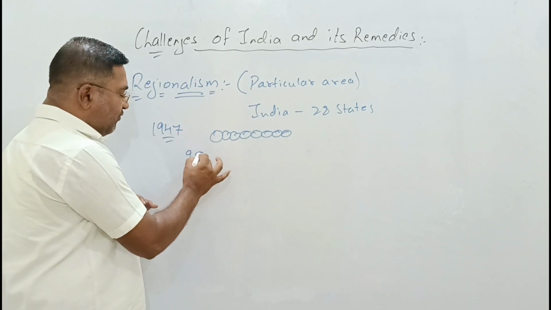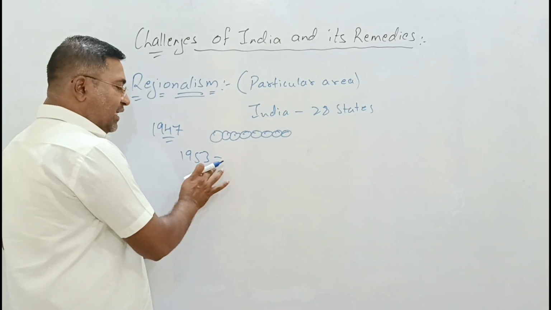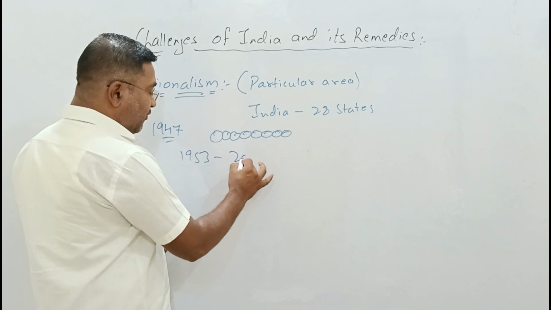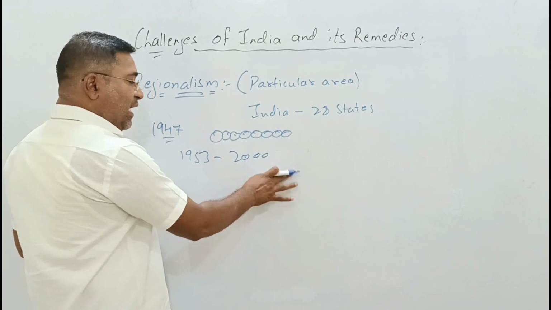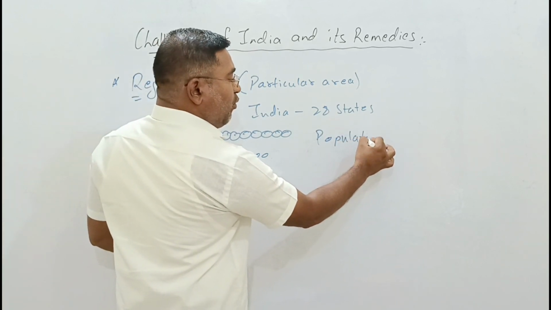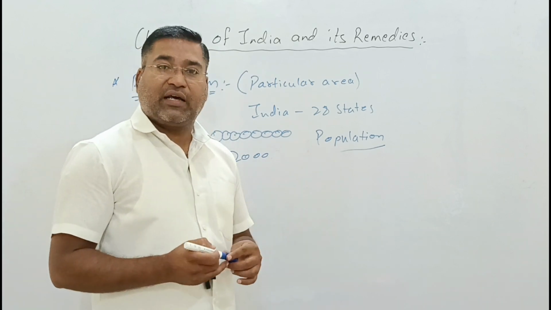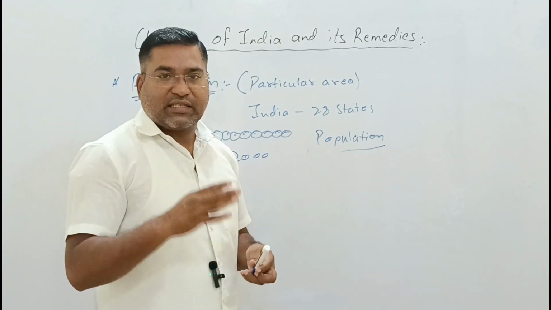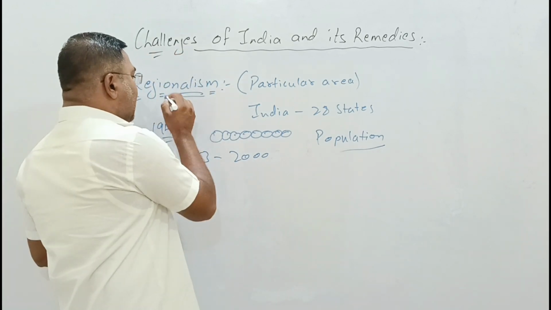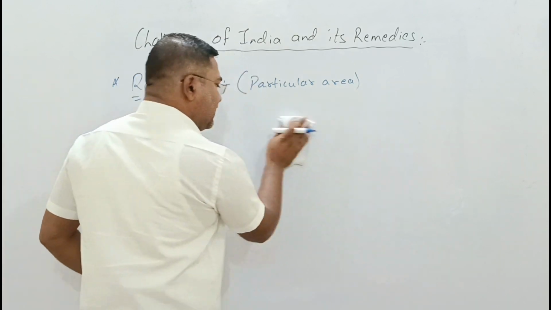From 1953 onwards, we have seen that states came into existence. From 1953 all the way up to 2000, states were being created, and presently, on the basis of vision and population, to have proper control of the area, we are dividing areas and making them into states. Now, when we talk about regionalism, two to three big problems arise.